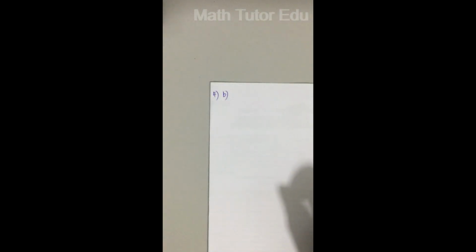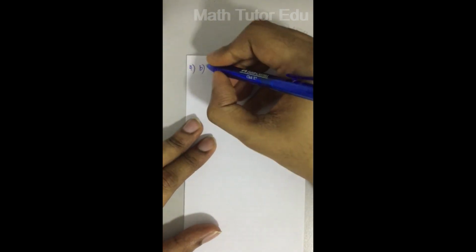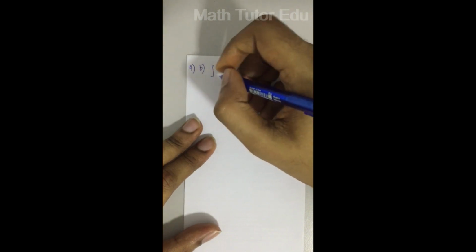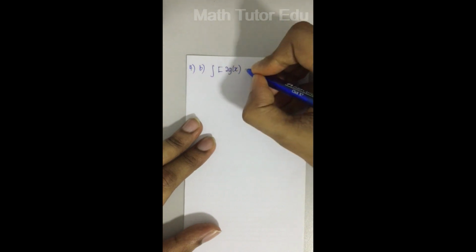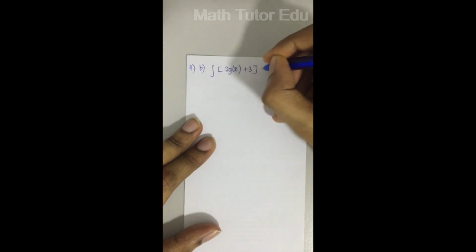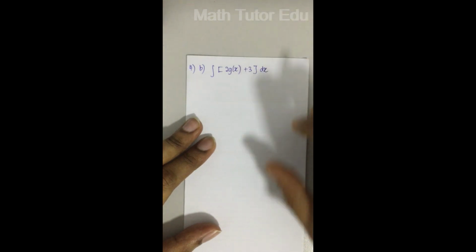For question 4 part B, they ask us that given d over dx of 5 over 1 minus x square is equal to g(x), find the integral of 2g(x) plus 3 dx. This is an application of differentiation and integration. So let us solve this together. From here, the integral of 2g(x) plus 3 dx.